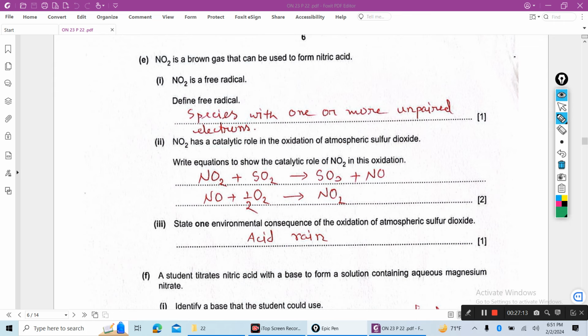Now, what is a free radical? This is the free radical definition: a species with one or more unpaired electrons, not paired electrons. A species with only one or more than one unpaired electron is known as a free radical. Say, chlorine has one electron; this is the chlorine free radical because this electron is unpaired. CH3, this is a free radical. This electron is free. A species with one or more unpaired electrons is called a free radical.